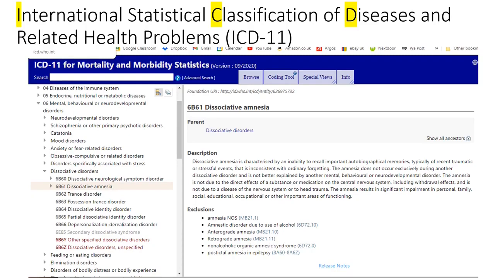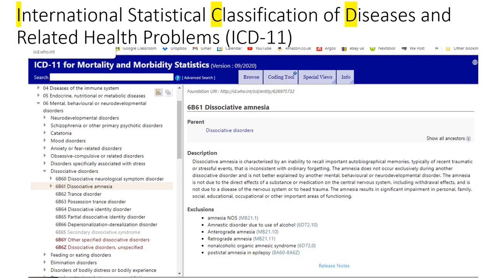So you have the main heading, very similar, dissociative disorders, and you have a whole bunch of different disorders under there, such as dissociative amnesia, some slightly different categories than the DSM, but very similar, and you have dissociative identity disorder. Now, you can see the description here for dissociative amnesia. I've chosen this here. It says that dissociative amnesia is characterized by an inability to recall important autobiographical memories, typically of recent traumatic and stressful events, that is not consistent with ordinary forgetting. So you can see the influence and the importance of the DSM. It's very similar wording. And my assumption is that the DSM affects the way that the ICD is worded rather than the other way around, or it might be a mutual kind of relationship.